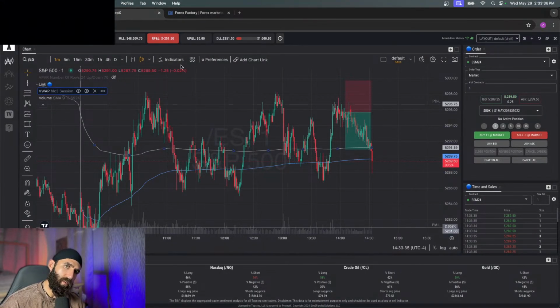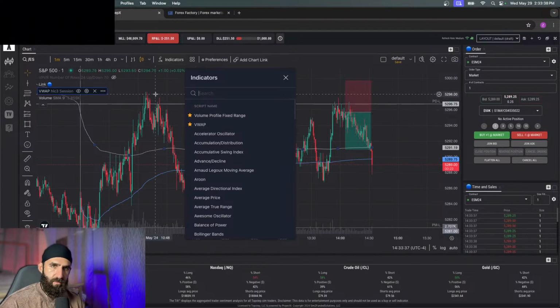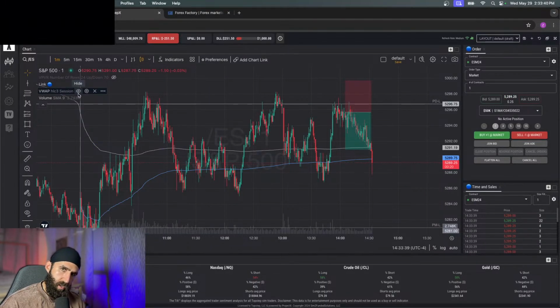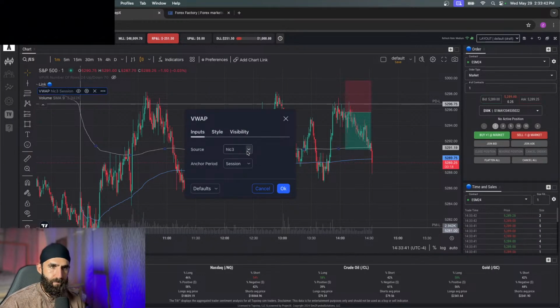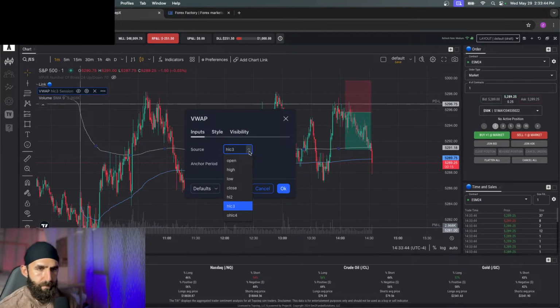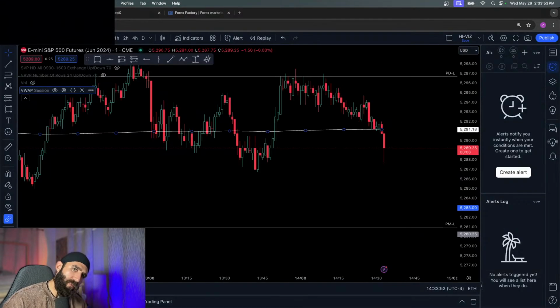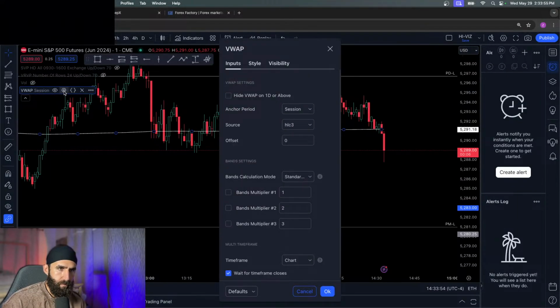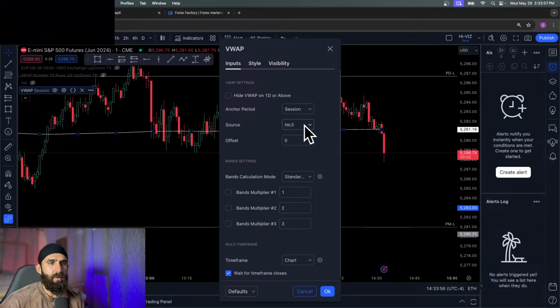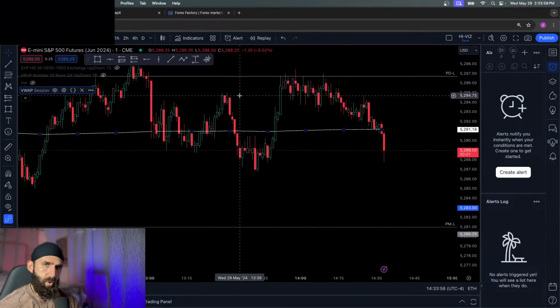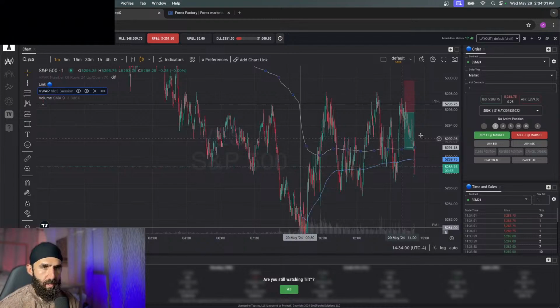Let's take a look. I think it's just standard, man. I don't think I've changed the settings on it. There you go, right here. The source. Just the standard VWAP. Right here, anchor to the session, which you could tell if you scroll back.